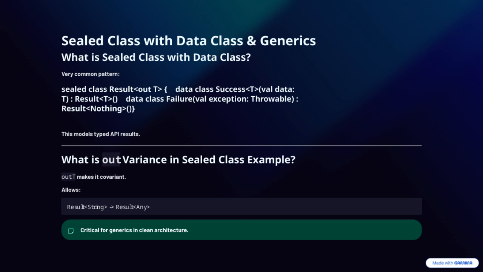This pattern, using sealed classes with data classes, is very common, especially for modeling typed API responses. You can see how the sealed class provides a controlled hierarchy, and the data classes hold the actual data or exceptions. By combining this with generics and variants, we create a flexible, type-safe way to handle different result types across our app. So, in summary, sealed classes with data classes and generics give us a powerful pattern for modeling API results that are both type-safe and adaptable, fitting perfectly into clean architecture principles.